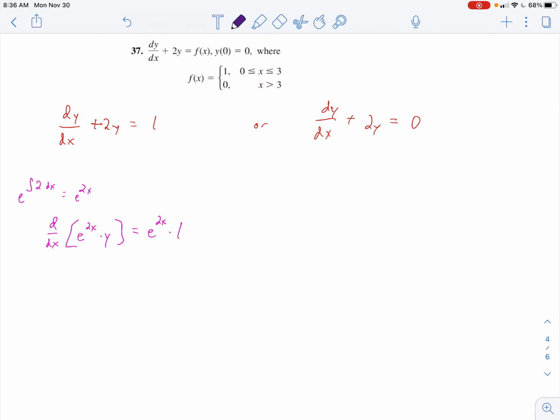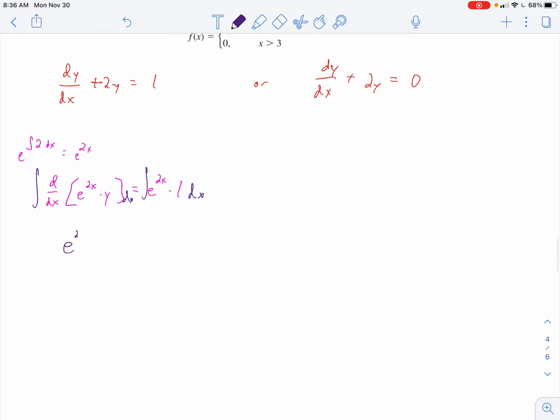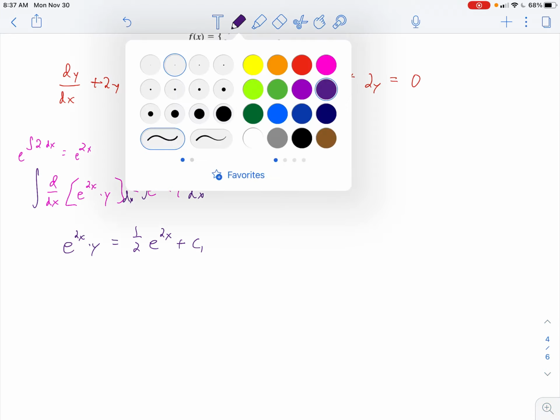Now we have to integrate both sides. When we integrate the left-hand side, we just get e to the 2x times y. On the right-hand side, when we integrate e to the 2x, we get 1/2 e to the 2x, and then we say plus c sub 1. The reason I say c sub 1 is because we've got the other equation on the right side as well that we have to take care of.